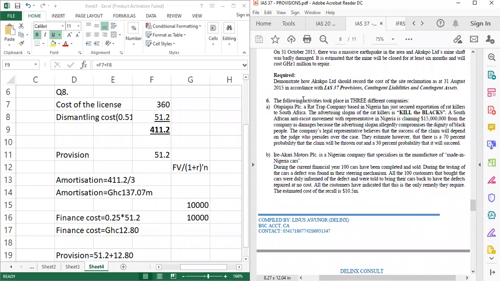B. Irene Ankari Motors PLC is a Nigerian company that specializes in the manufacture of made in Nigeria cars. During the current financial year, 100 cars have been completed and sold. During the testing of the cars, a defect was found in their steering mechanisms. All the 100 customers that bought the cars are informed of the defect repair at no cost. All the customers have indicated that this is the only remedy they require. The estimated cost of the recall is 10.5 million.